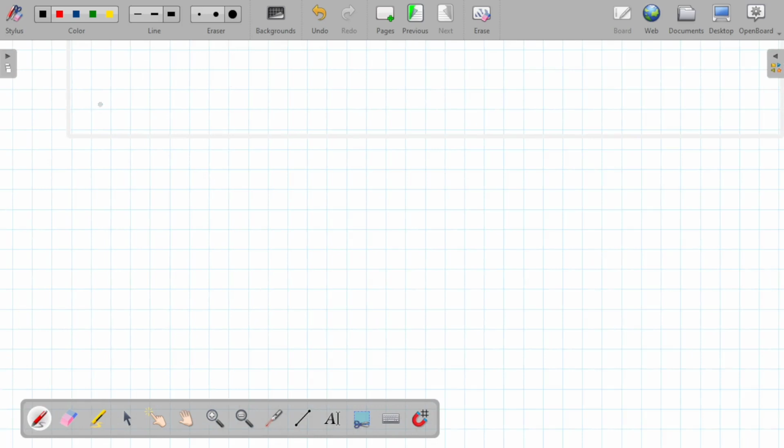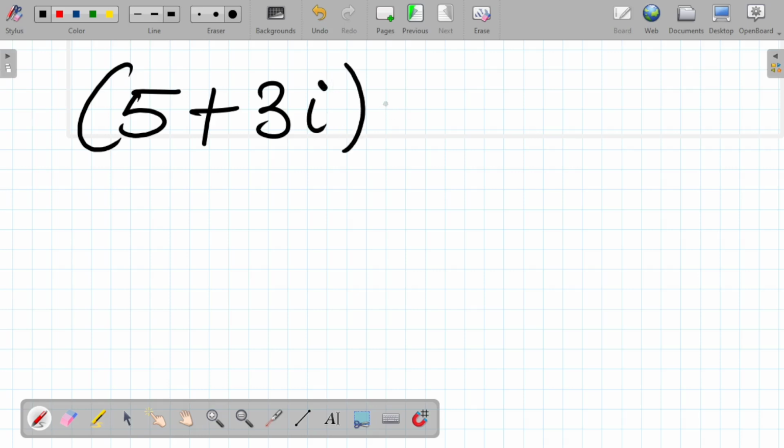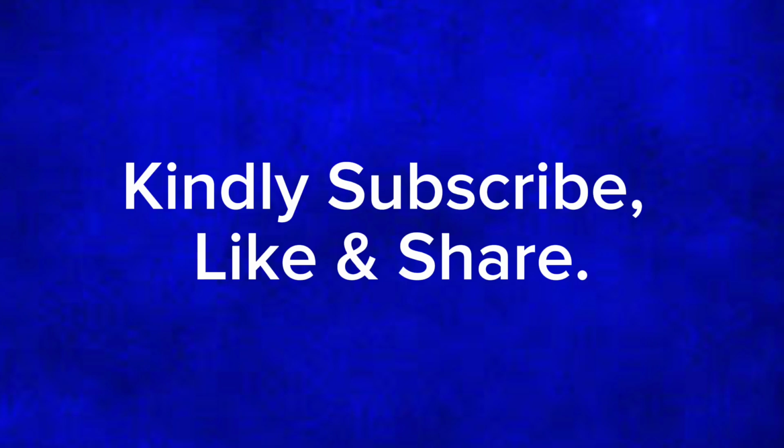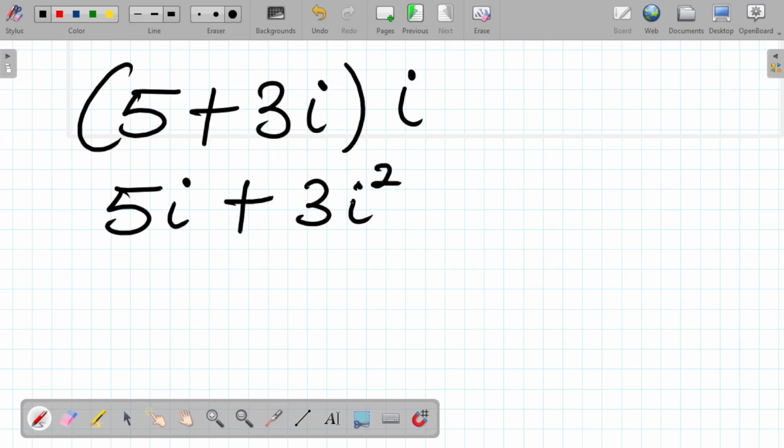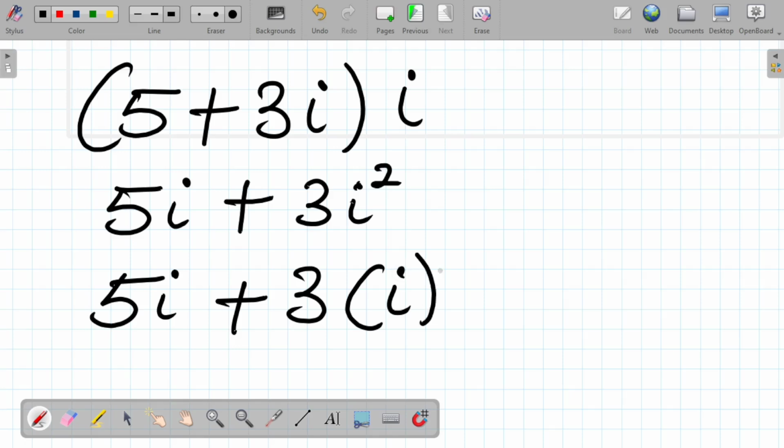Let's take another example: 5 plus 3i multiplied by i. Alright, so let's solve this. Our first task is to open up the bracket. We'll use i to multiply the terms inside the bracket. So here we have i multiplied by 5 gives us 5i, and then plus i multiplied by 3i gives us 3i squared. So this can be written as 5i plus 3 multiplied by i squared.